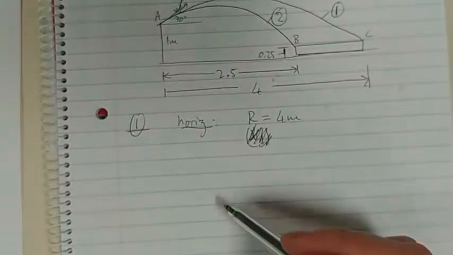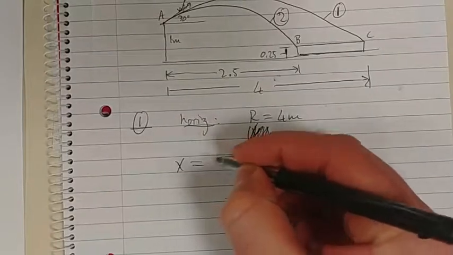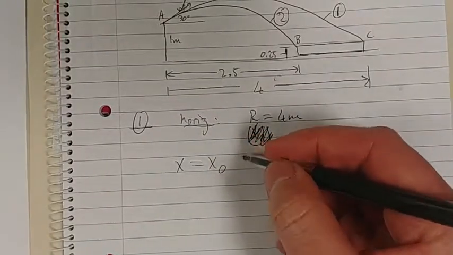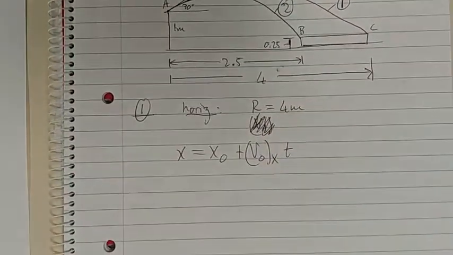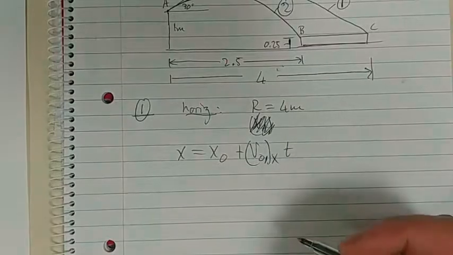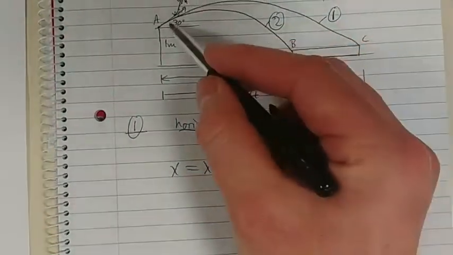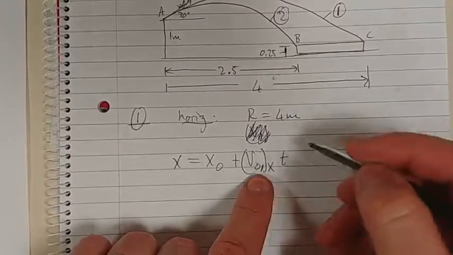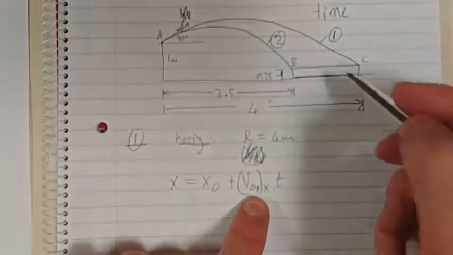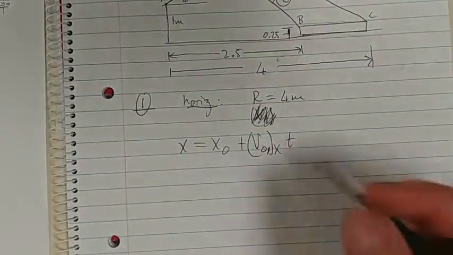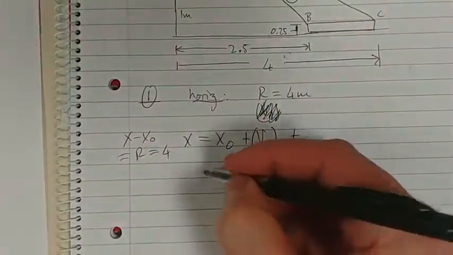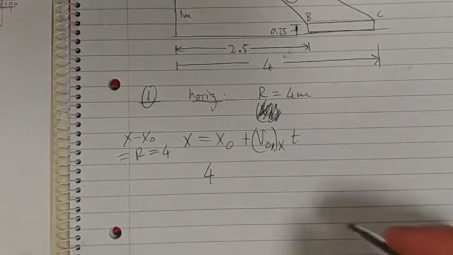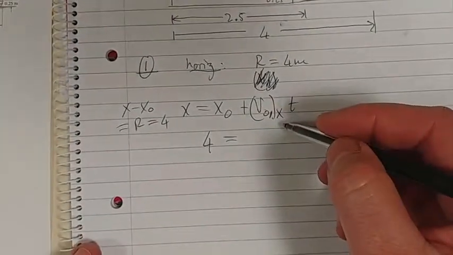So let's look at our horizontal equations. What have we got? x is x0 plus v0x t. And let's call this v01. So this is motion of 1. This is velocity v0 of 1. So what is x minus x0? If I take that to that side, x minus x0 is my range, and it equals 4. So I've got 4, equals what?